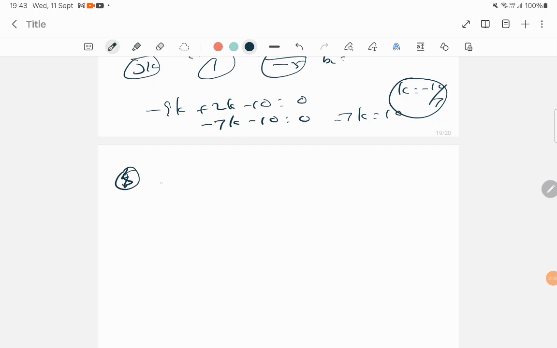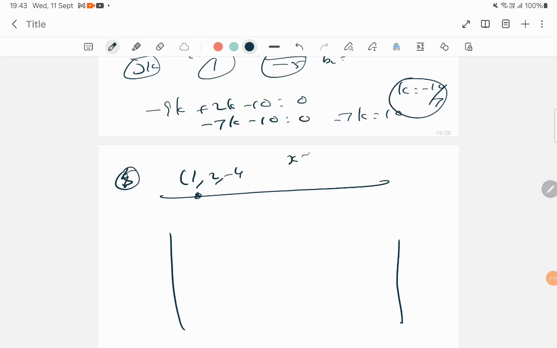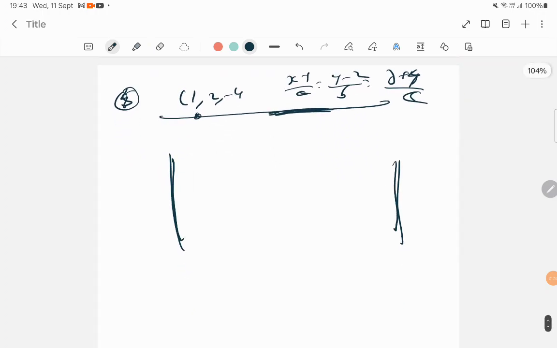Next, the fifth question is world's most important. An equation of a line passing through 1, 2, minus 4 and perpendicular to two other lines. The moment you see this, you know it's x minus 1 by a is equal to y minus 2 by b is equal to z plus 4 by c. But you don't know ABC, the direction of this line. If you want the direction of this line, they have given two other lines in the question whose directions are 3, minus 16 and 7, and this direction is 3, 8 and minus 5.